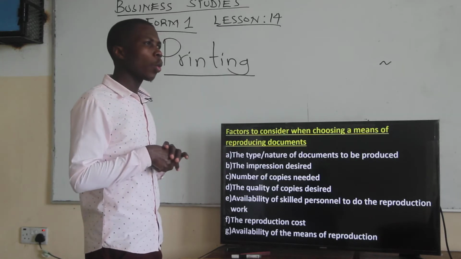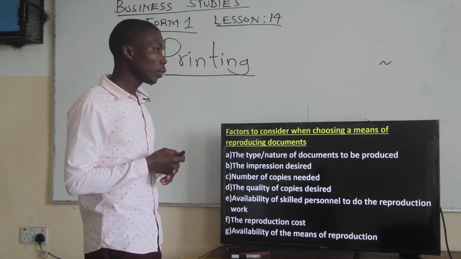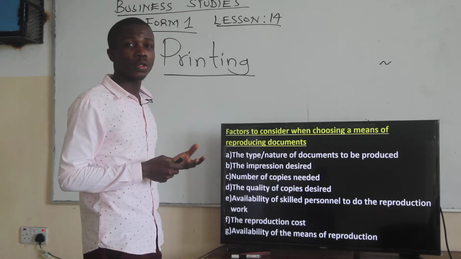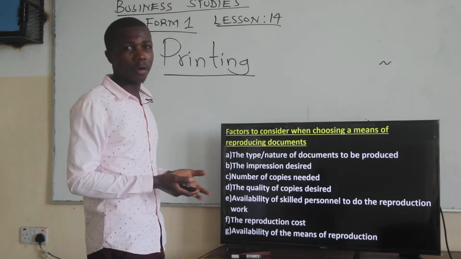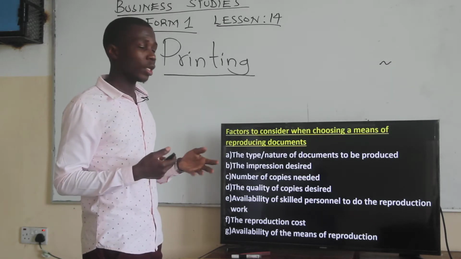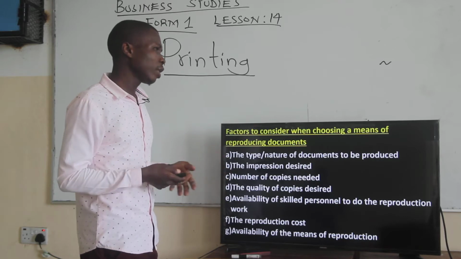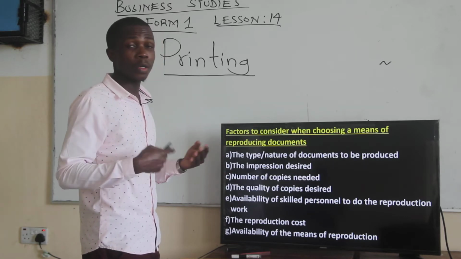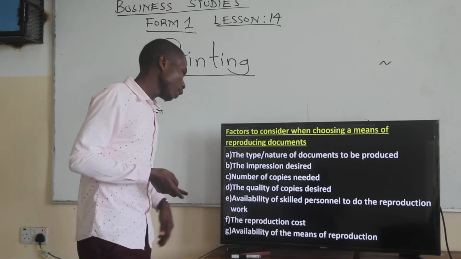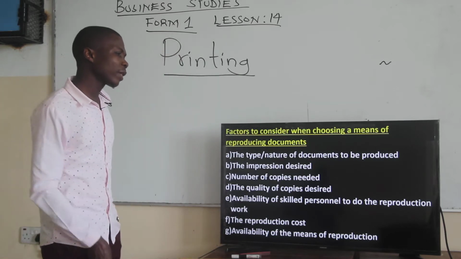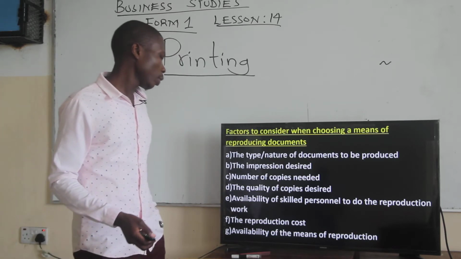If you need quality copies, then you will choose, for example, the duplicating machines, one of them ink or spirit. Then if you are not considering any quality, then you will go for photocopying or maybe carbon copying, etc. And another one is availability of the skilled personnel to do the reproduction work.